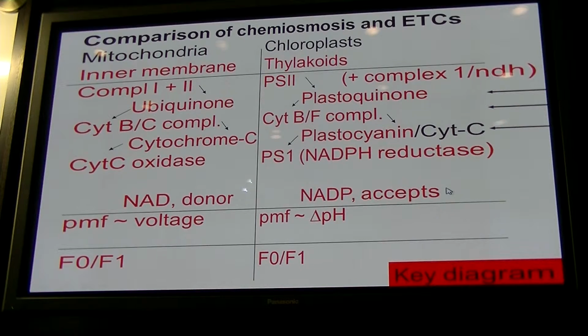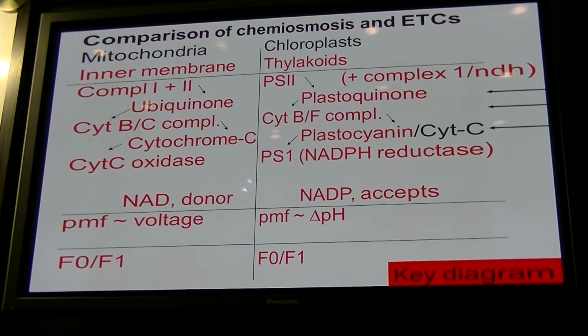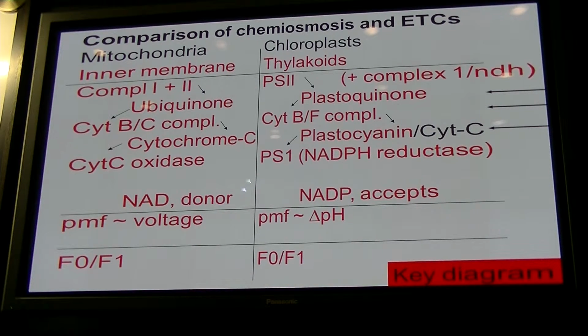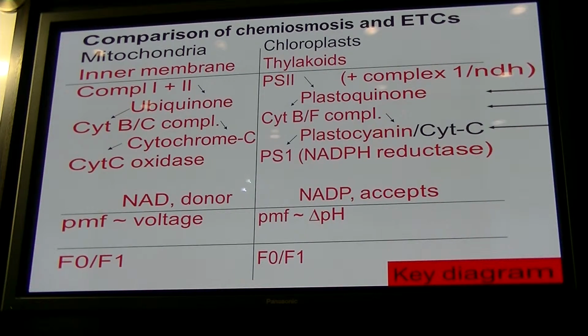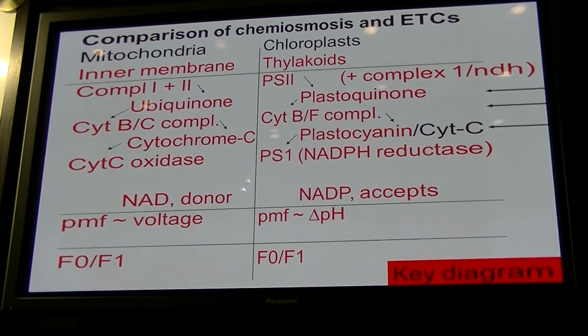This is a comparison that I think you should know. You should be able to tell us what's the equivalent of, say, ubiquinone, and then what's the equivalent of that in the chloroplast. On and on and on. Because this is half of the story of life, I believe.